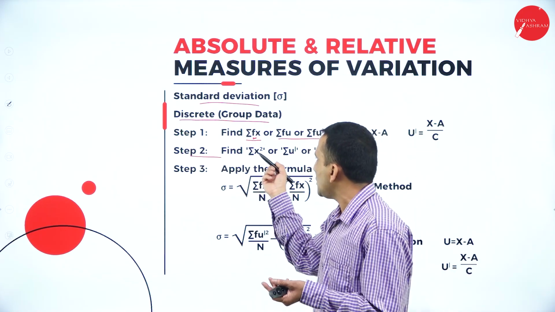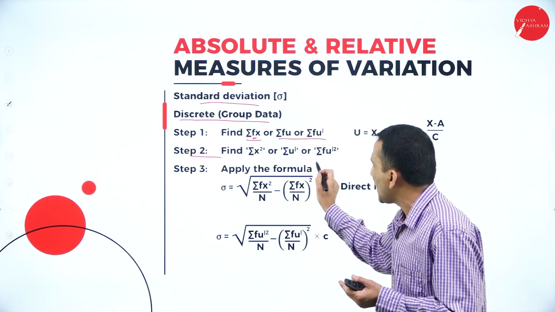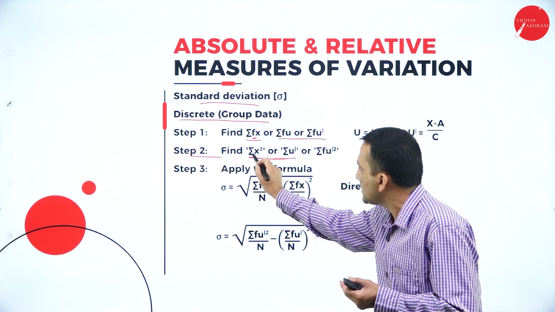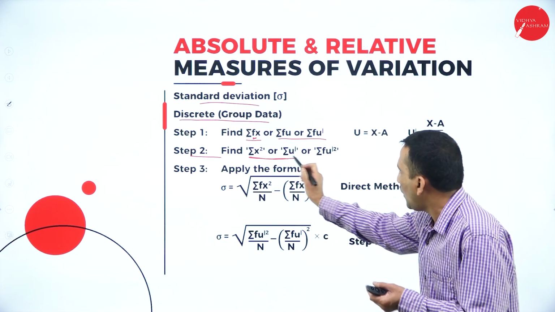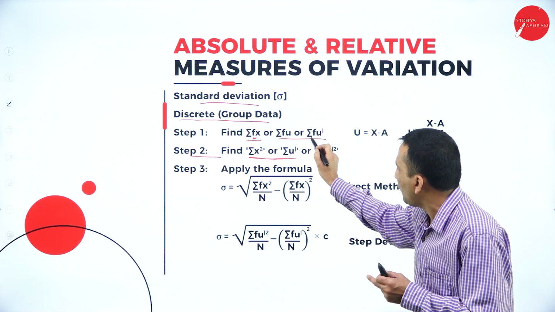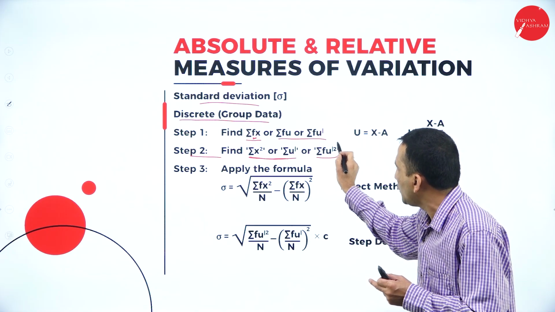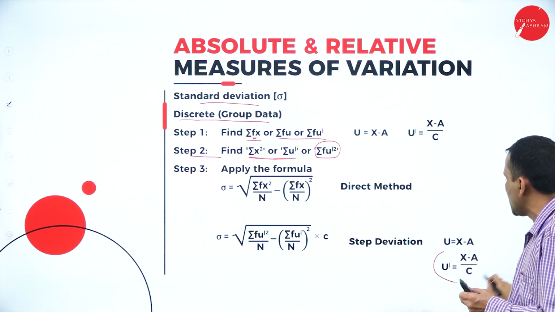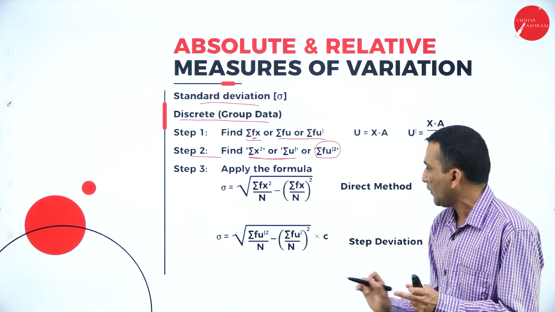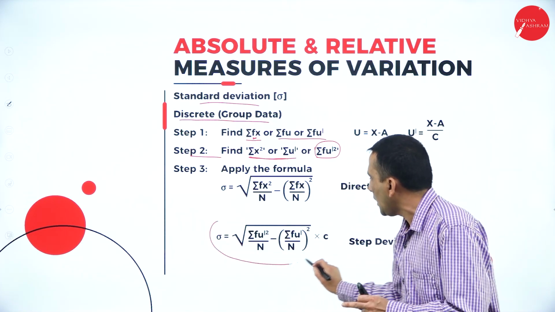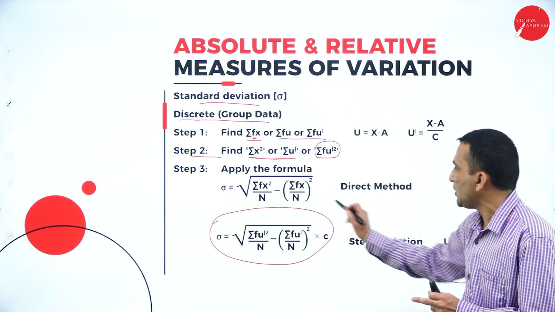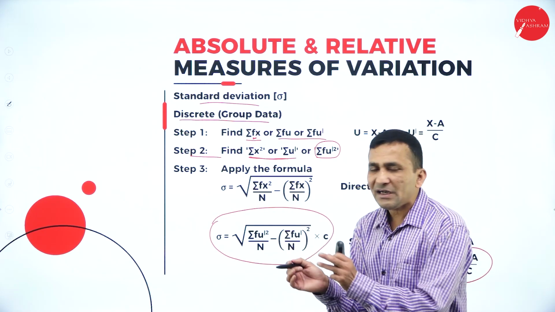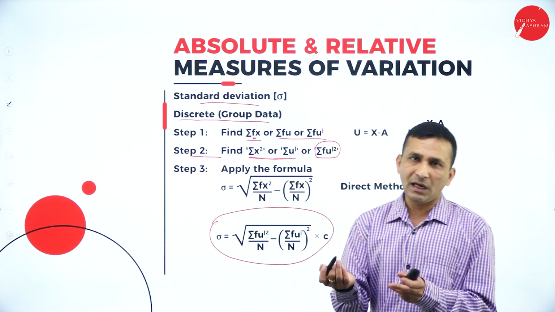Step 2 is also the same thing, whatever is required. In the last problem we only considered sigma x. Here, when we take u dash, you need to find sigma fu dash square, because we need to identify using this equal distance problem. Finally, this formula is related to step deviation, and this one is your direct method. According to the formula, whatever is required, we need to construct the table, that's it.